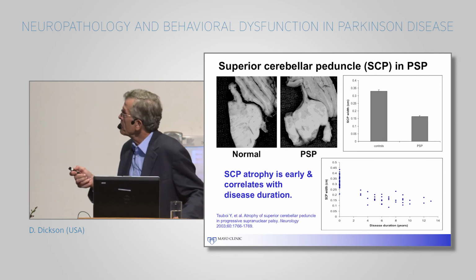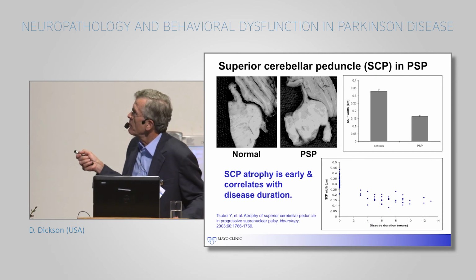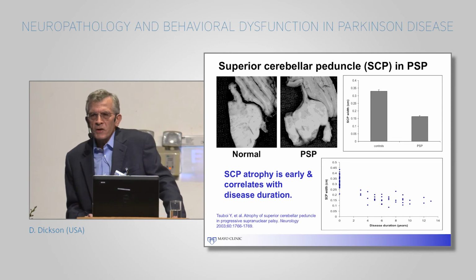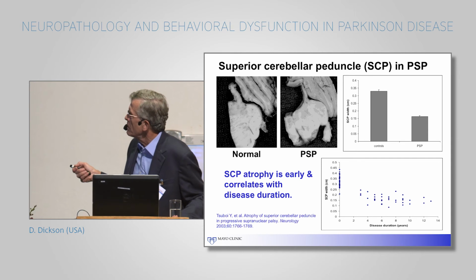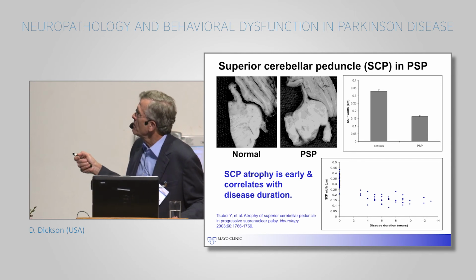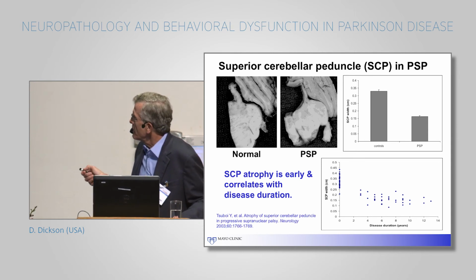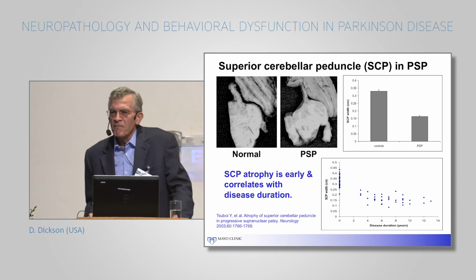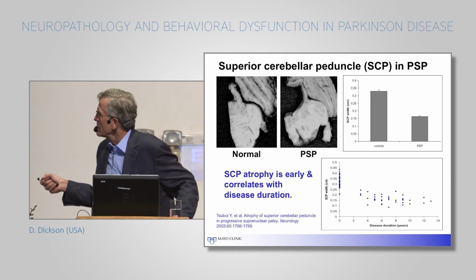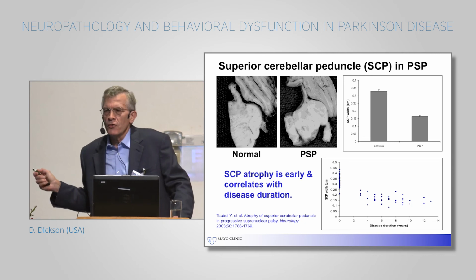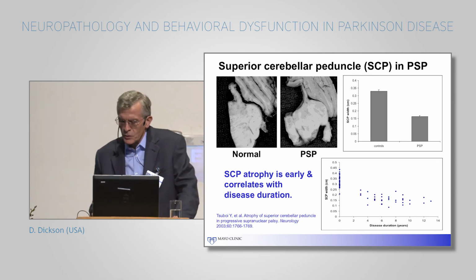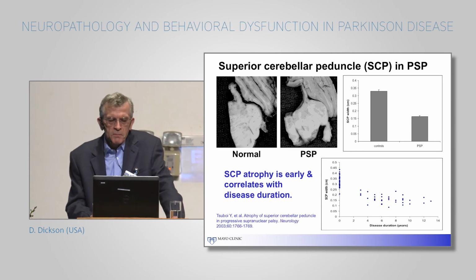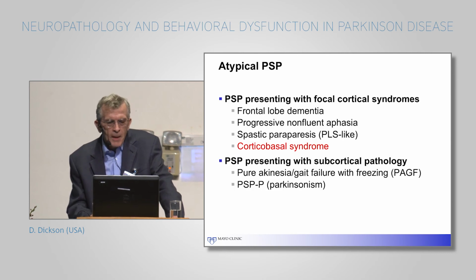I just want to point out that this superior cerebellar peduncle atrophy is actually an early feature, and we've looked at a series of controls, and they're usually around 3 to 4 millimeters in diameter, and in PSP, it's about half that thickness, and in fact, it can be seen as early as 3 years after the initial onset of symptoms, and it decreases throughout the course. So there are some structural changes that can be used to follow the course of the disease.